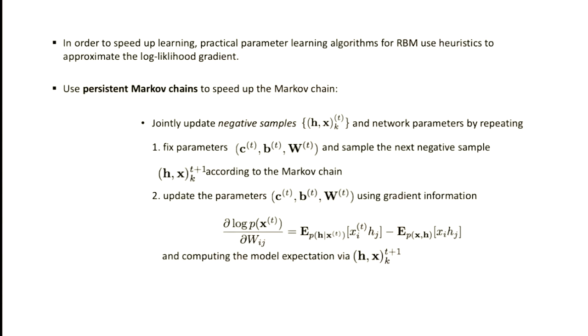So one simple idea is to use a persistent Markov chain. In this case, you jointly update the negative samples, of both your hidden and your visibles, and the network parameters by repeating the following two steps. First, you fix the parameters of your model, which in this case would be the biases and the weights, and then you sample the next negative sample or fantasy particle. Once you do that, you update the parameters with respect to the gradient. This is nothing but the gradient that we have seen previously, wherein this expectation is replaced by this point estimate that is coming from your Markov chain.